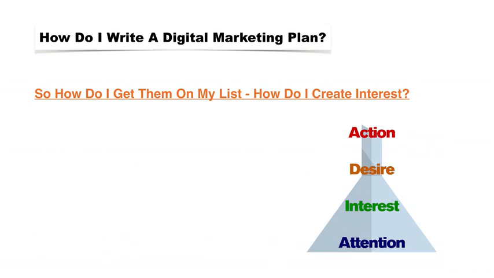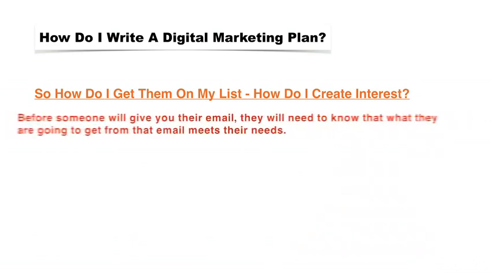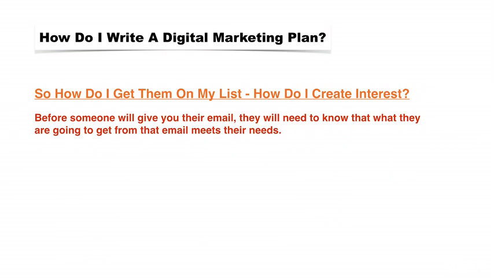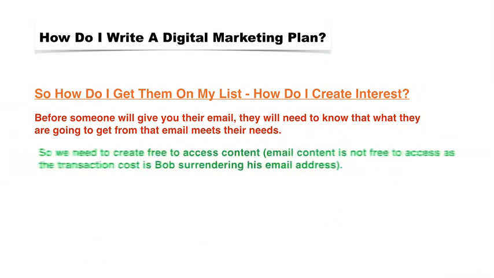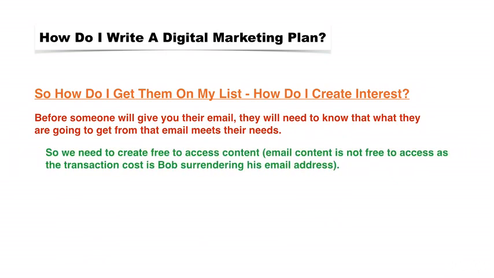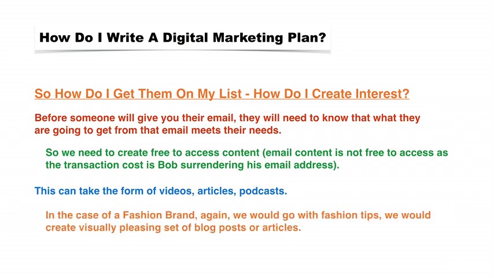How do I create interest type content? Before someone will give you their email, they'll need to know that what they're going to get from that email meets their needs. So we need to create free to access content, and email content is not free to access as the transaction cost is Bob surrendering his email address. This can be in the form of videos, articles, podcasts, and in the case of a fashion brand, again, we would go with fashion tips. We would create visually pleasing set of blog posts or articles and then encourage them to get something for free by signing up to our email list.